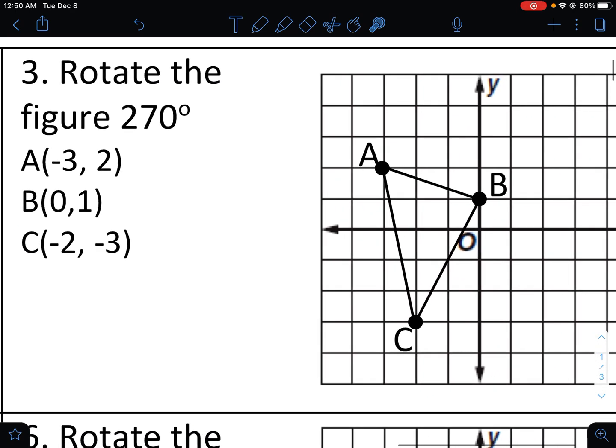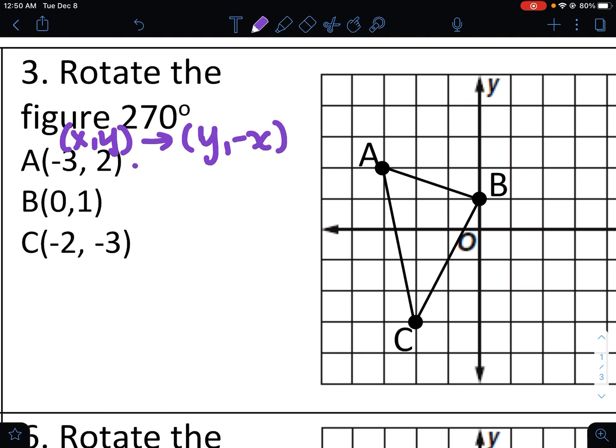All right, now for number 3, rotate the figure 270 degrees. And again, all of these at the top are counterclockwise. That's what the instructions told us. So for this one, it's going to start with x comma y. And for the new one, it's going to be -y x. Just kidding. It's going to be +y -x. Sorry about that.